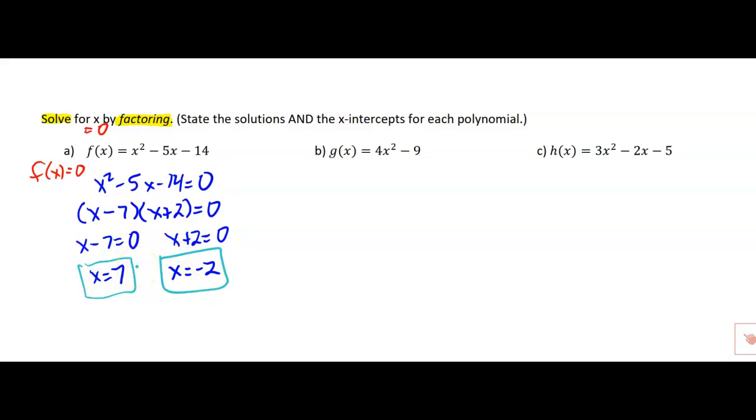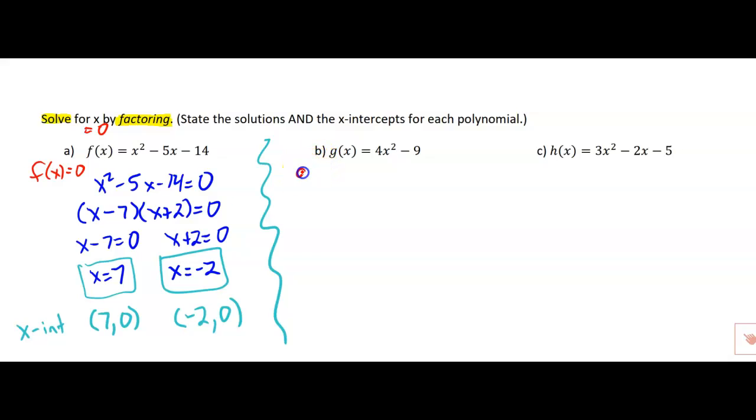There's my zeros. If I wanted my x-intercepts, they would be the point 7, 0 and the point negative 2, 0. So remember, these are always points on the x-axis. So there's the solution to question A. Okay, let's look at question B.